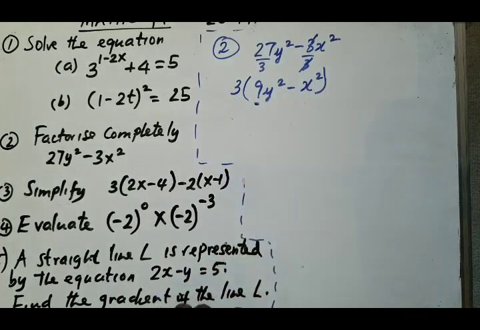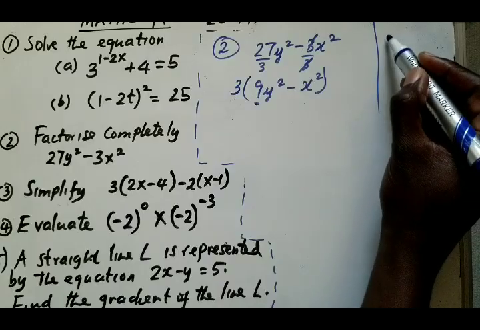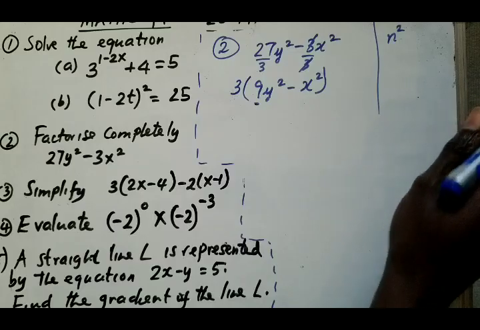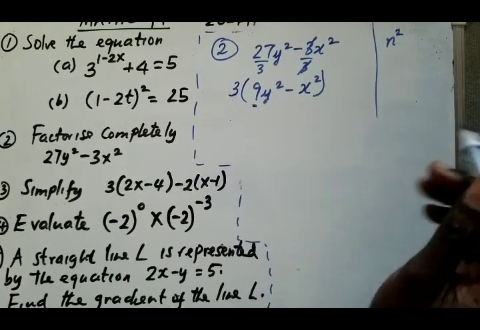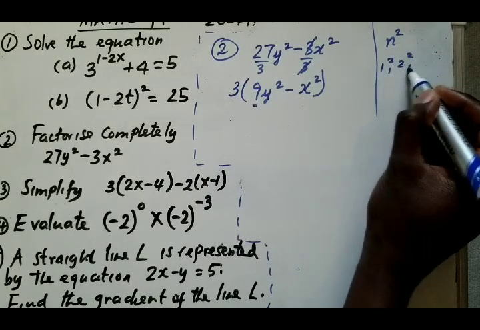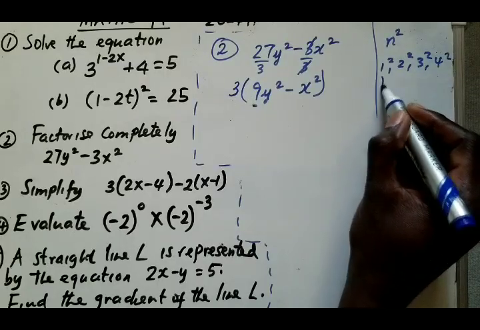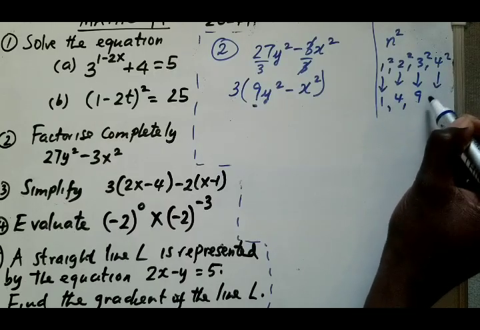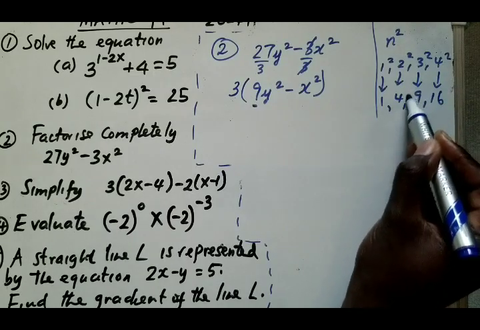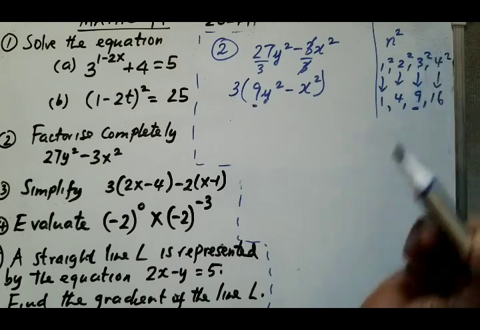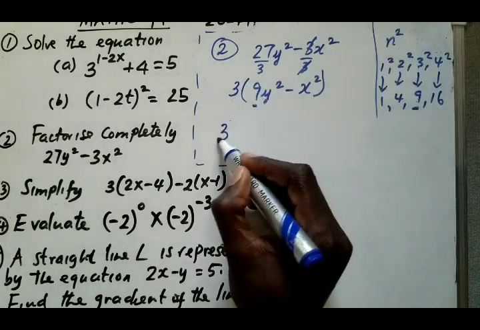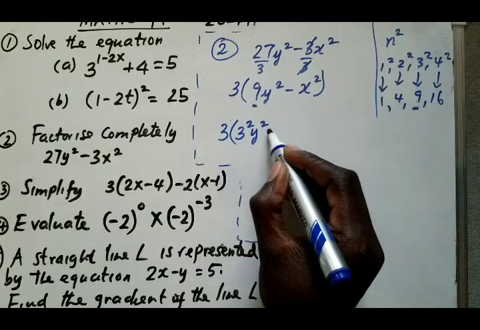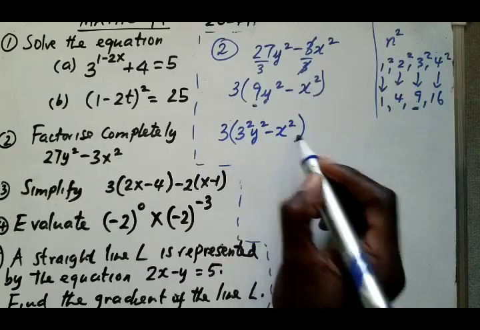But 9 is a square number. Remember, a square number is a number that can be written in the form n raised to the power 2. For example, 1 squared, 2 squared, 3 squared, 4 squared. 1 squared is 1, 2 squared is 4, 3 squared is 9, and 4 squared is 16. So you can see 9 is a square number because we can write it as 3 raised to the power 2. So here I'm going to say that 9 can be written as 3 raised to the power 2, and y raised to the power 2 minus x raised to the power 2.